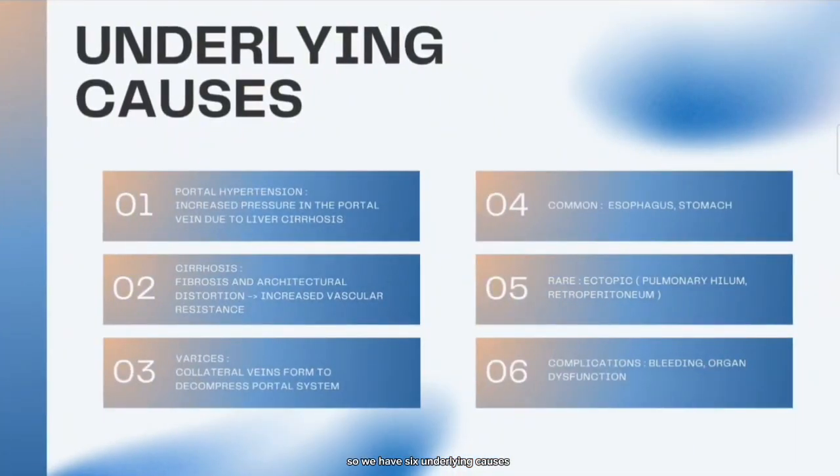So we have the underlying causes. First, portal hypertension is a major complication of liver cirrhosis. It usually causes varices in the esophagus or stomach, but rarely, varices can appear in unusual ectopic locations like the pulmonary hilum. Recognizing these varices is crucial because they can cause non-gastrointestinal symptoms and serious complications.